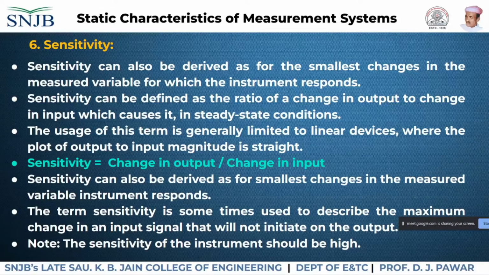Sensitivity can also be derived as for smallest changes in the measured variable instrument response. The term sensitivity is sometimes used to describe the maximum change in an input signal that will not initiate the output. असे 2-3 प्रकारे sensitivity define केली जाऊ शकते. And the important note is the sensitivity of the instrument should be high. That means minimum change सुद्धा तिथे डिटेक्ट झाला पाहिजे.